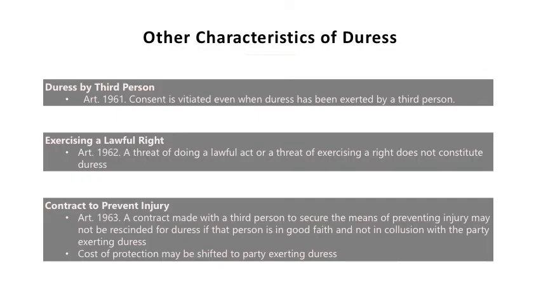And these are just some other characteristics of duress that are important to note. First, duress by a third person: consent is vitiated even when duress has been exerted by a third person. Note that this is different from fraud, in that fraud exerted by a third person only vitiates consent when the other party knew or should have known of the fraud. Here, there's no requirement that the parties to the contract know or should have known of this duress that's being exerted by a third person.